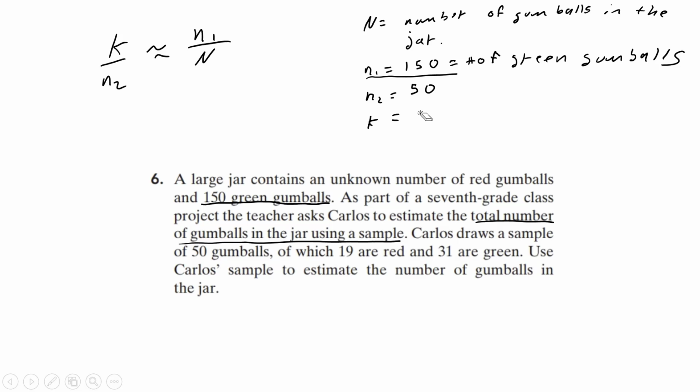And so then, that's the total, right? That's for the entire population, and K is for your sample. How many are tagged in your sample? 31. And in your sample, we're keeping track of the greens, not the reds. Got to be careful with that. I just made a mistake there.